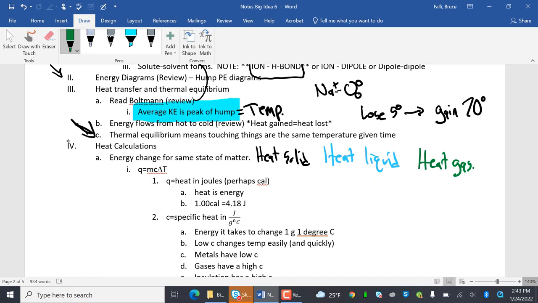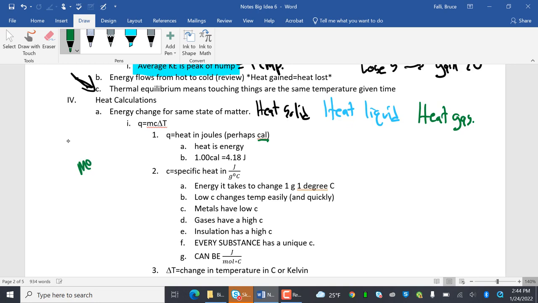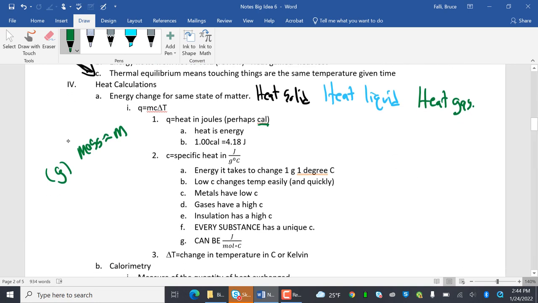Q is heat in joules. Perhaps they'll use calories. I will do my best to always use joules. Heat is energy, and one calorie equals 4.18 joules should you need to convert. M is mass in grams. C is specific heat, and its units are joules per gram degrees Celsius. So specific heat is the energy it takes to change 1 gram, 1 degree Celsius.